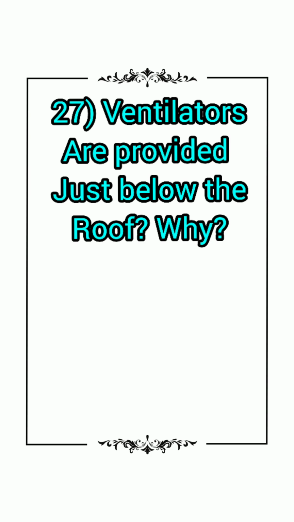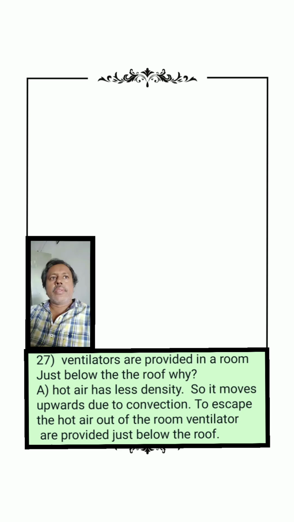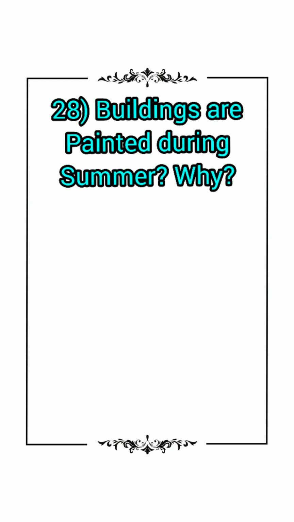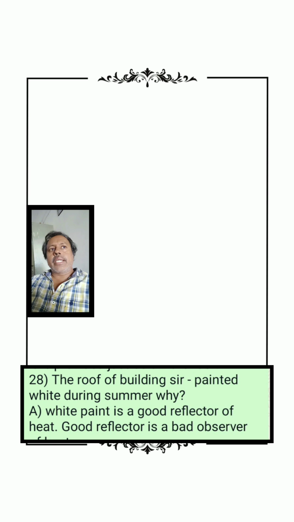27. Ventilators are provided in a room just below the roof. Why? A. Hot air has less density, so it moves upwards due to convection. To let the hot air escape out of the room, ventilators are provided just below the roof. 28. The roofs of buildings are painted white during summer. Why? A. White paint is a good reflector of heat. A good reflector is a bad absorber of heat. Roofs of buildings are painted white to keep cool during summer.